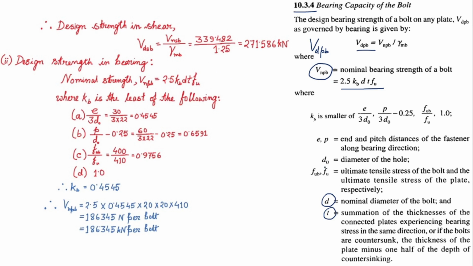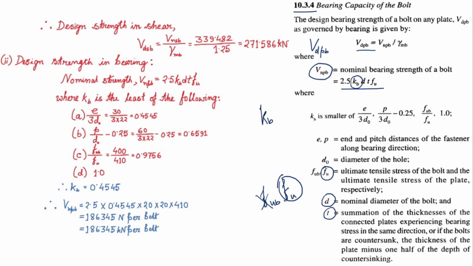And what is Fu? It is the ultimate strength of the plate, not the bolt. Fub is the ultimate tensile stress for the bolt, and Fu is the ultimate tensile stress for the plate. So here we have to use Fu, not Fub.